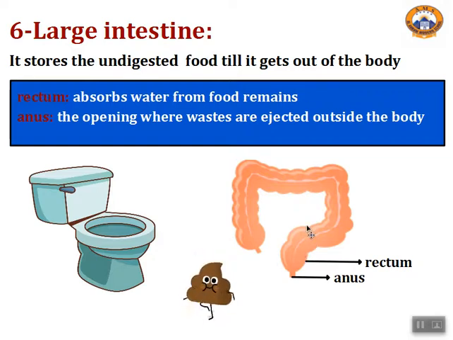Finally, the food remains or this waste will get outside the body through an opening called the anus. The anus is the last part in the digestive system. So the digestive system starts by which organ? The mouth, while it ends by the anus.